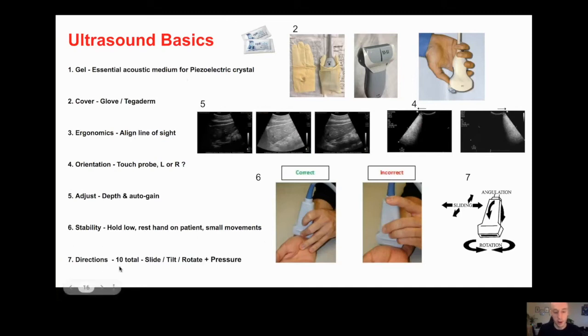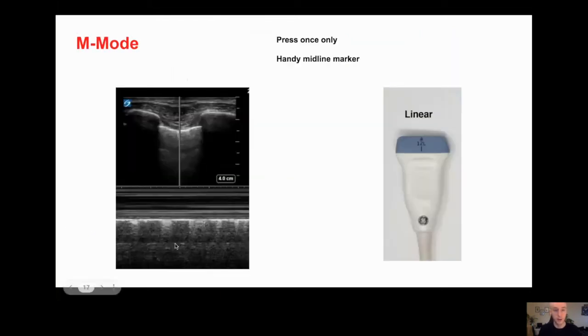And lastly, there are apparently 10 different movements that you can make with ultrasound. When you're just getting used to it, you're going to get lost quite easily. So what I would say is try and make one movement at a time: slide left or slide right, slide up or slide down, tilt or rotate, but don't try and combine them. Also, pressure, more or less, changes your view.